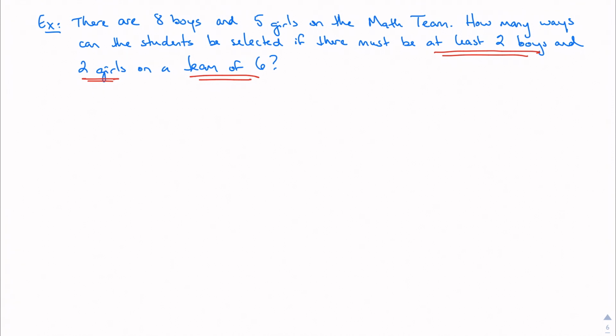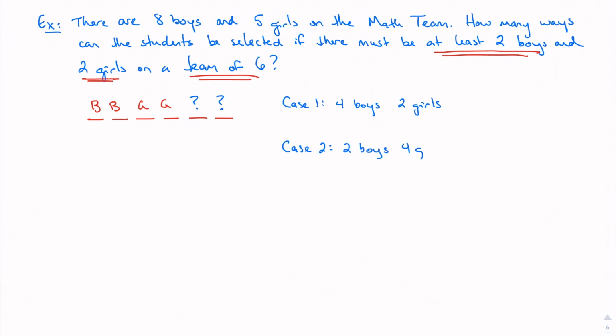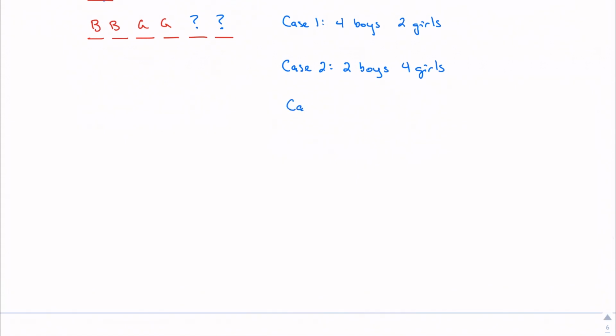Say I have 6 different positions, 6 different slots I can put students in. I need to have 2 boys, I need to have 2 girls, and the remaining 2 spots can be either. So what are my cases? What are my options? Well, in the first case, both of those missing positions could both be boys, right? So I'd have 4 boys and 2 girls. Or they could both be girls, so I'd have 2 boys and 4 girls. Or I could take one of each. So I'd have 3 boys and 3 girls.